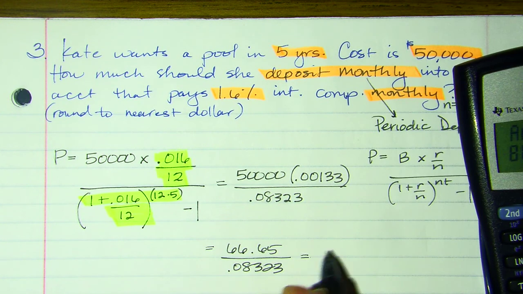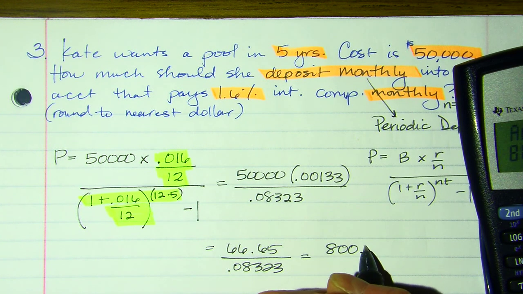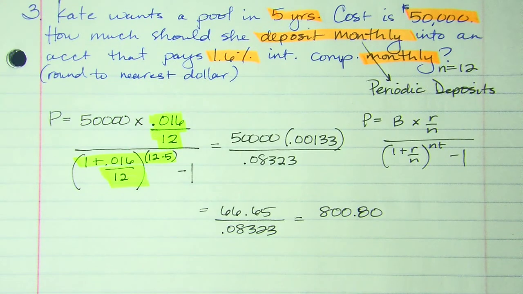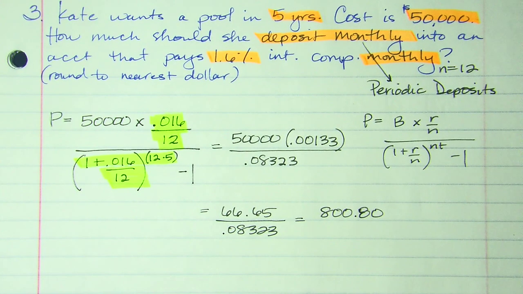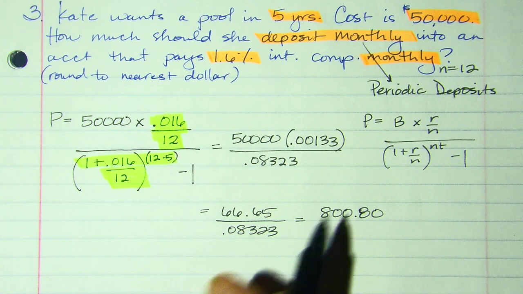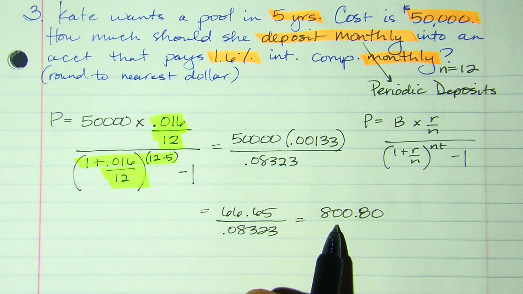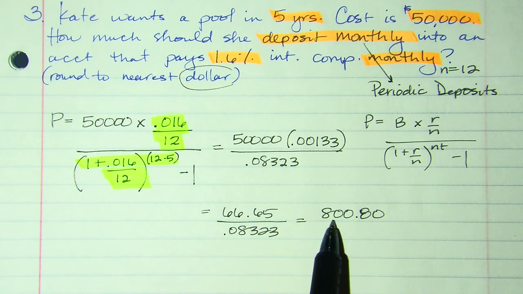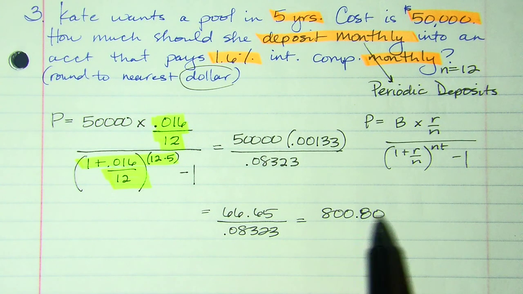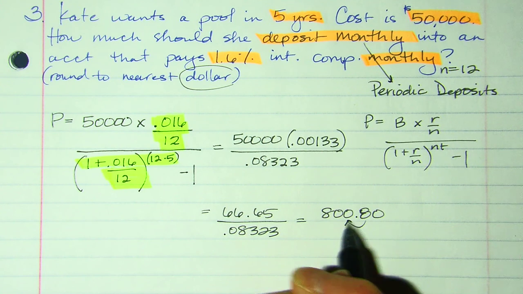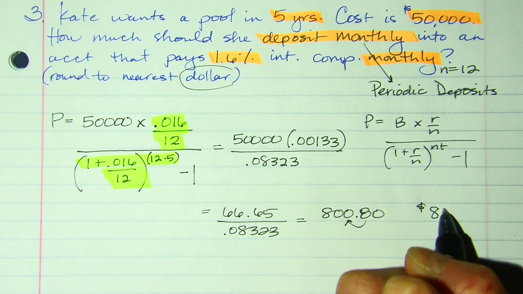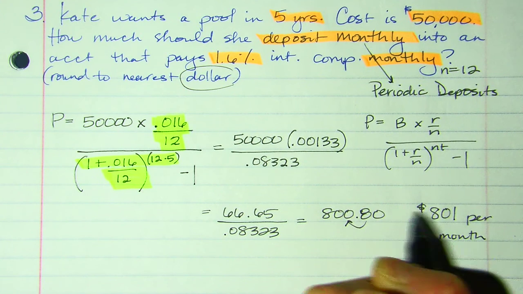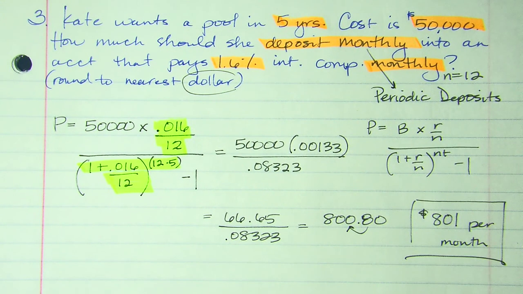And I get $800.80. Now, remember, this was asking how much should she deposit per month, for 5 years. So I'm going to round to the nearest dollar. So when I say this, 801 would be the nearest dollar. They don't want cents, so this would round it up. So she needs to deposit $801 per month for 5 years in order to save up for a pool.